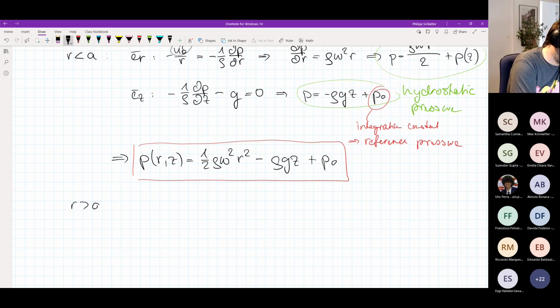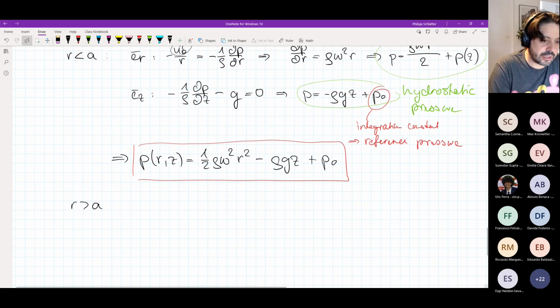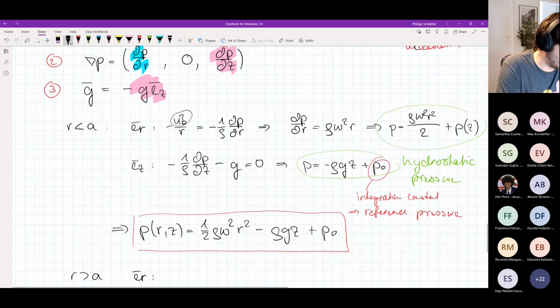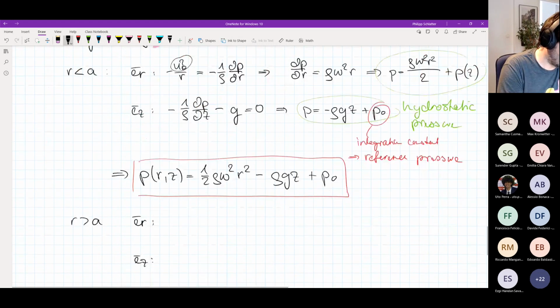Now, of course, I could do the same game for calculating the pressure outside of the core region. The derivation is essentially very similar, so there is nothing really strange. I again just do the split in the e_r direction and in the e_z direction, so in the radial direction and in the vertical direction. The equations are actually the same. It's just that the functional form of the velocity is slightly different. Here the velocity u theta is different whether we're inside or outside of A, so the vortex core region.